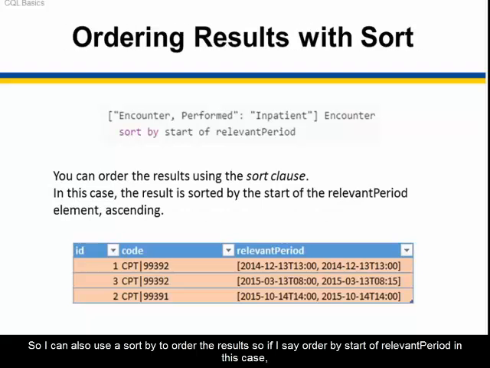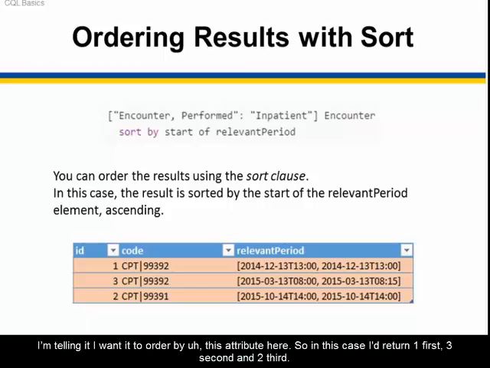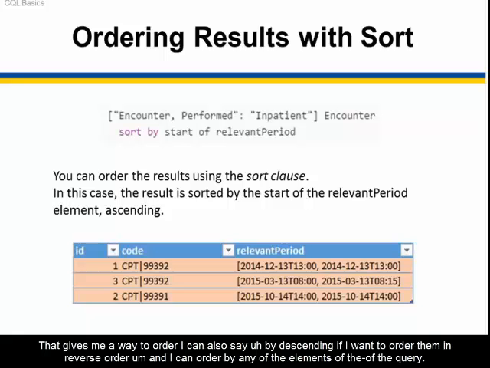So I can also use a sort by to order the results. So if I say order by start of relevant period in this case, I'm telling it I want it to order by this attribute here. So in this case, I'd return 1 first, 3 second, and 2 third. That gives me a way to order. I can also say by descending if I want to order them in reverse order. And I can order by any of the elements of the query.